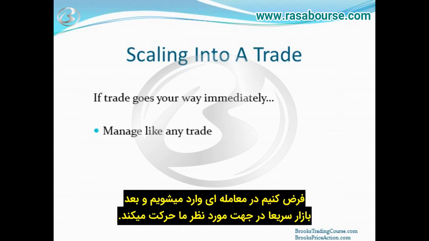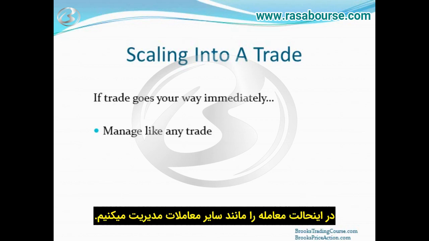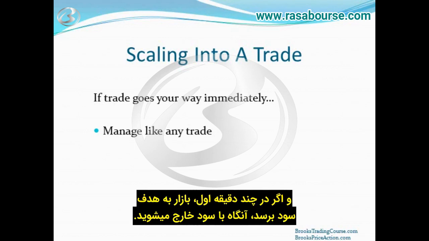What happens if you plan on scaling into a trade, and instead of the trade going against you, it immediately goes your way? You manage it like any other trade. And if you get your profit goal within the first few minutes, you just exit with your profit.